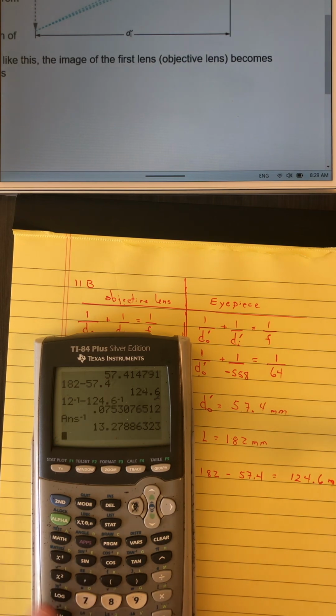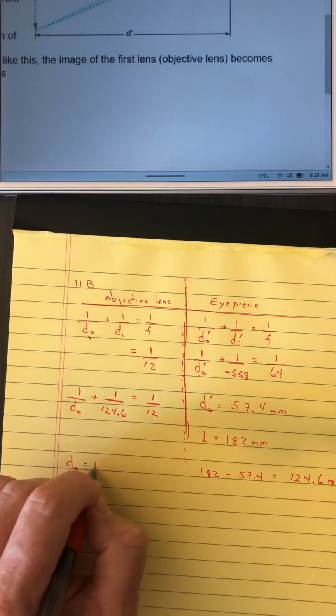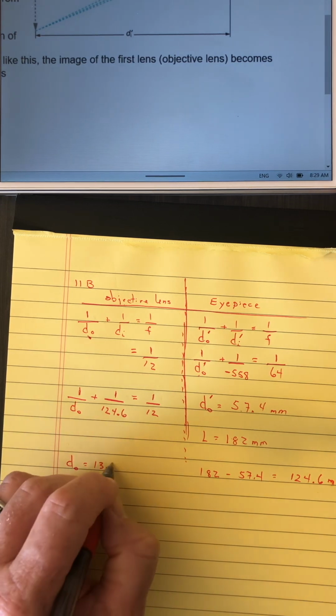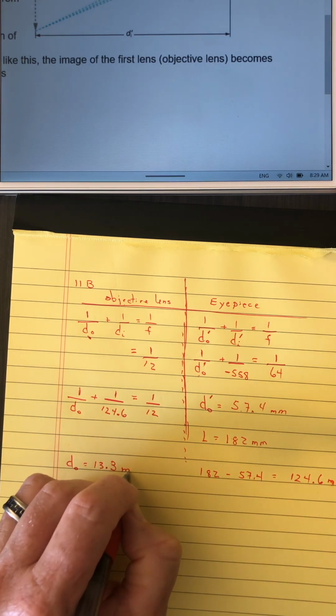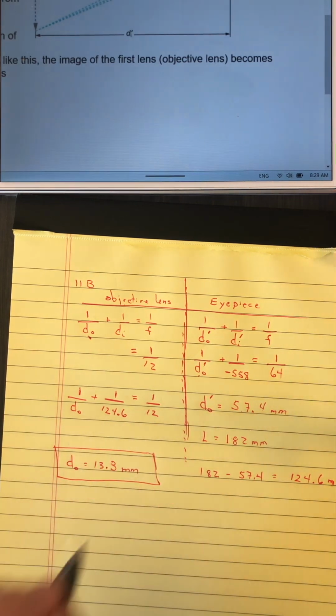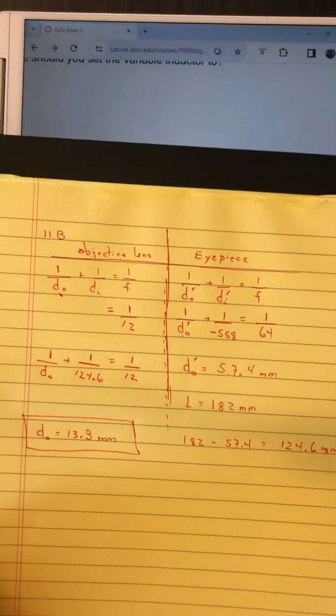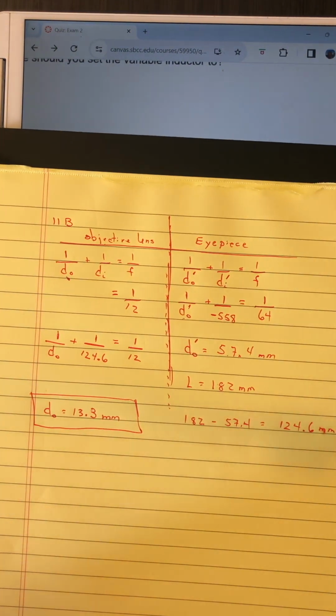So finally, taking the reciprocal, we're looking at 13.3 millimeters for the distance that the object is from the objective lens. And in our picture, that would be this right here. So that was kind of a long problem. Oh, no, we're not done. There's a part B, but we have enough information to answer part B.